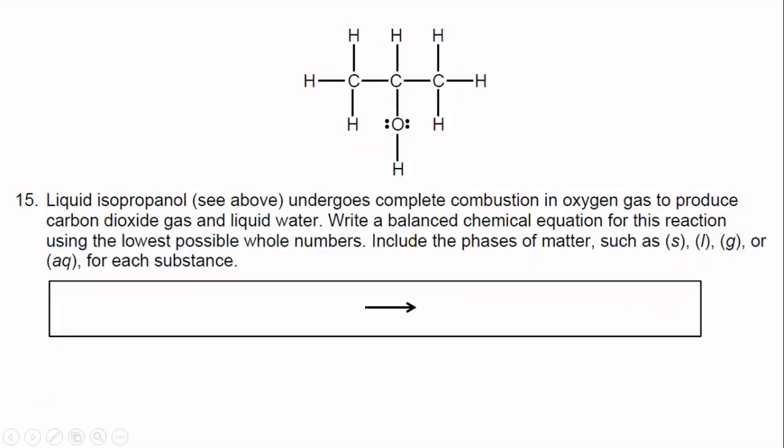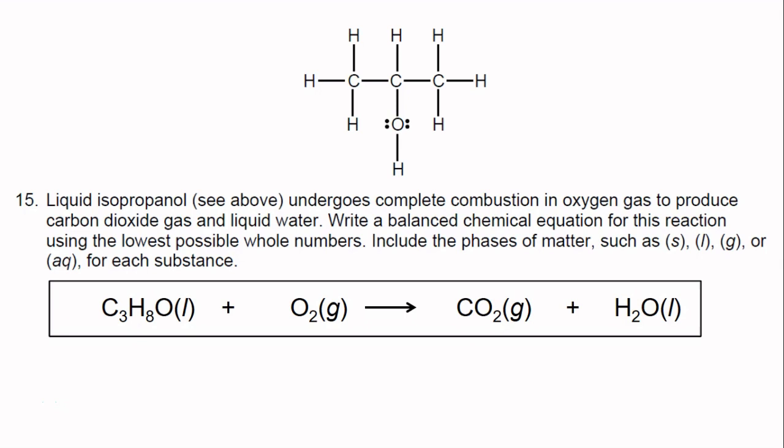All right, isopropanol has 3 carbons, 8 hydrogens, and 1 oxygen. So its formula is C3H8O, and it's a liquid. It undergoes combustion, which means we have to react it with oxygen gas, so plus O2, and it produces carbon dioxide and water. This equation is not balanced yet. We have 3 carbons. Let's balance the carbons. We have 8 hydrogens. We'll take care of that. And on the right, we have 6 plus 4. That's 10 oxygens. So to get 10 oxygens on the left, I've got to make a fraction, 9/2.